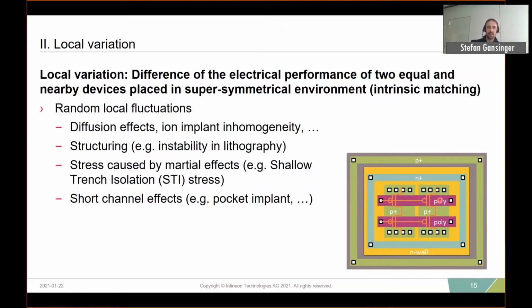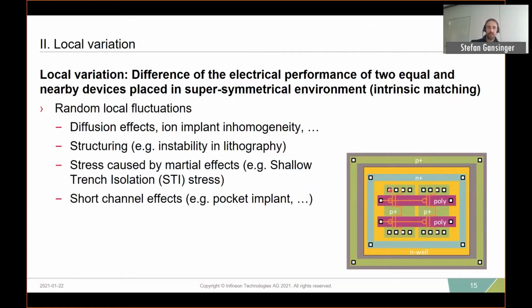So for instance, we have the diffusion effect, we have the implantation, which is not homogeneous. Then also from lithography, we might have some differences. And there are also stress effects on the silicon. So there is STI stress, for instance, which is coming from the border of the diffusion to the substrate, which has an influence on the transistor parameters.